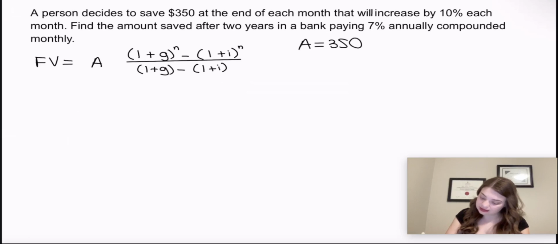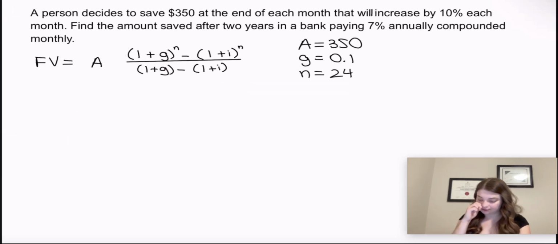Now, what is the gradient value? That's also important, right? We need to know how much this is increasing each month, and it's increasing by 10% per month, so that's 0.1. Then we need to know the n, the number of payments overall made, right? Which is also going to be the number of compounding periods, presumably, which is going to be 24, because this is happening every month for 2 years, so that's 24 months, therefore 24 compounding periods and 24 payments as well.